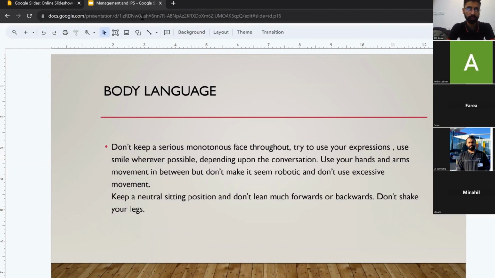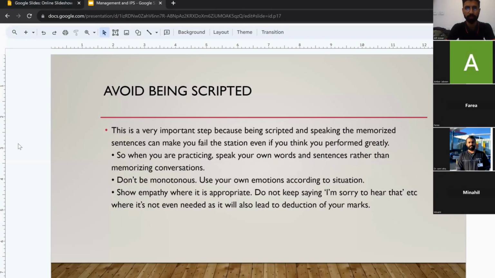I hope I've made things clear, but if I have not made anything clear in this slide, you can simply ask me. Should I proceed, or is there any question on this slide? So let's just move on.